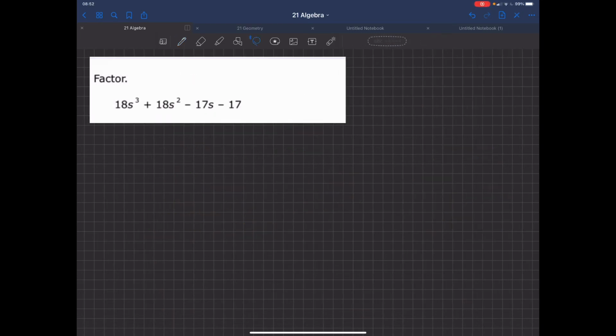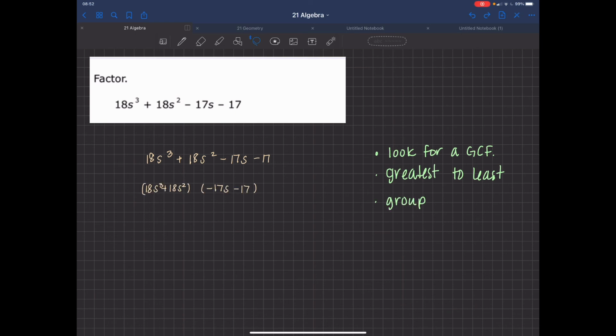Okay, we're going to factor 18s to the third plus 18s squared minus 17s minus 17. So we look for the GCF and we arrange it greatest to least. This is already arranged greatest to least, and my GCF here, for right now, is just 1. So then I group. I group the first two, 18s to the third plus 18s squared. And then the second group is going to be negative. It's good to watch the negative. Negative 17s minus 17. And then you're going to factor out the GCF.